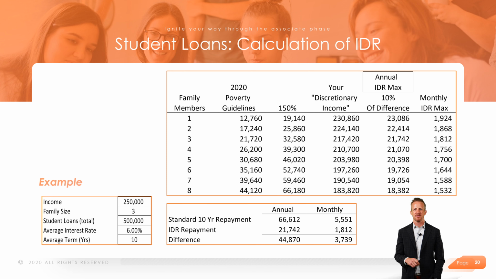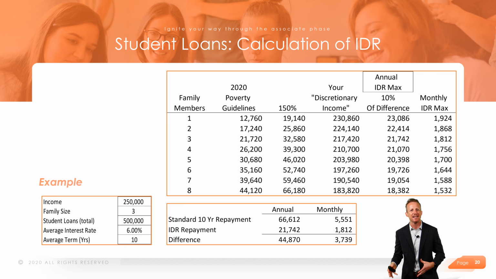In this case, $21,742, and on a monthly basis, that's $1,812. So it's actually not 10% of your $250,000. If you get a W-2 for working in a dental office and it says $250,000 in box 1, you might be thinking, oh, I have to pay $25,000. Not true, because we get to deduct 150% of the annual poverty guidelines, and in this case, that's $32,580. Once you deduct that, now you're at $217,000. So your discretionary income, for purposes of multiplying that 10% against, will always be less than what your actual pay is.